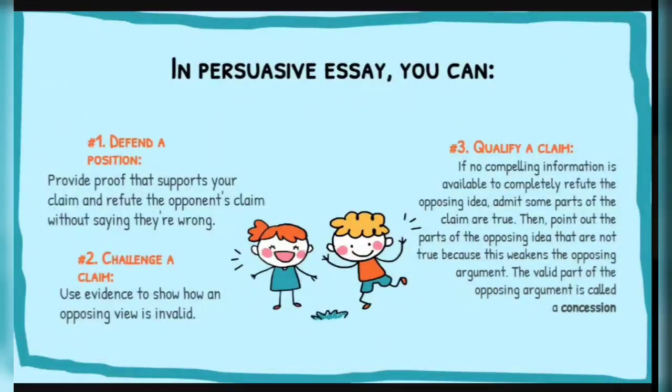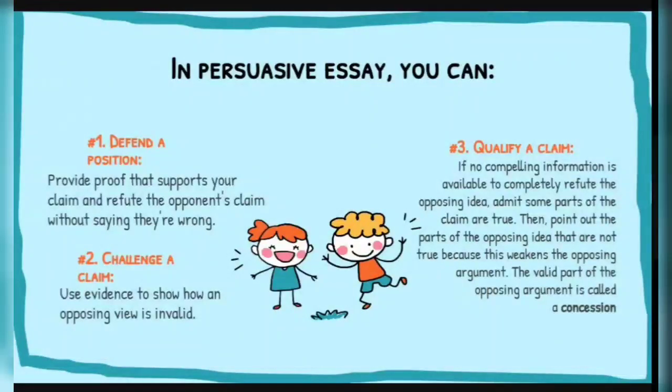And the second one is challenge a claim. In this case, use evidence to show how an opposing view is invalid. And the third one is qualify a claim. If no compelling information is available to completely refute the opposing idea, admit some parts of the claim are true. Then point out the parts of the opposing idea that are not true, because this weakens the opposing argument. The valid part of the opposing argument is called a concession.